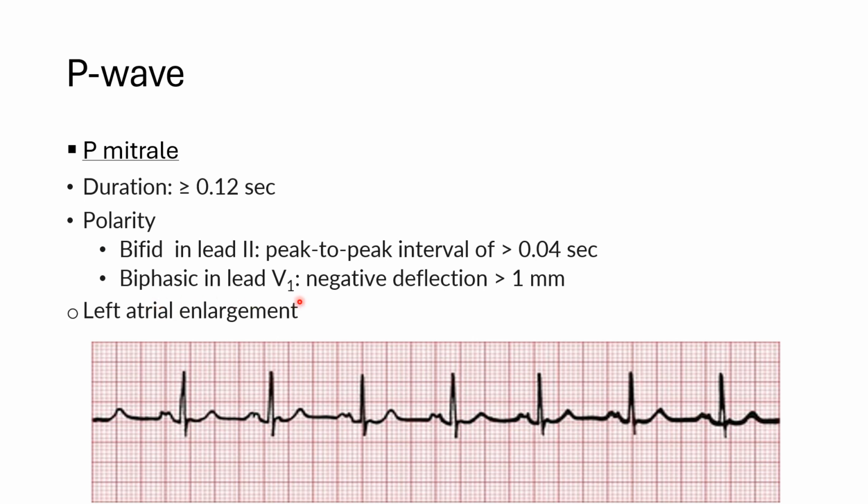Biphasic in lead V1, negative deflection greater than 1 millimeter. So what happens in P mitral? Bifid P wave, that is, it has two peaks and duration is greater than 0.12 seconds or 120 milliseconds. 120 milliseconds equal to 3 small boxes.